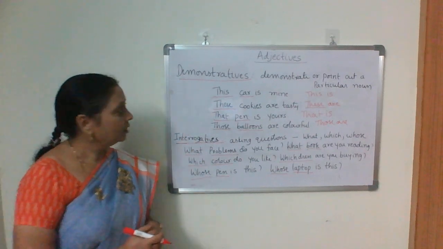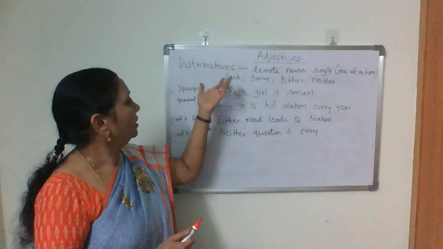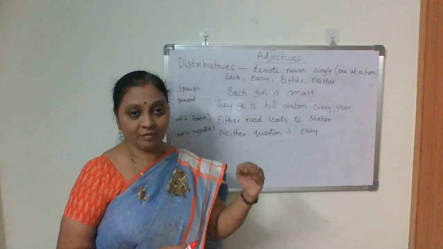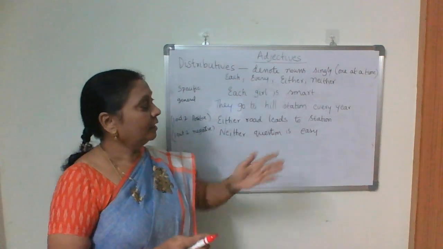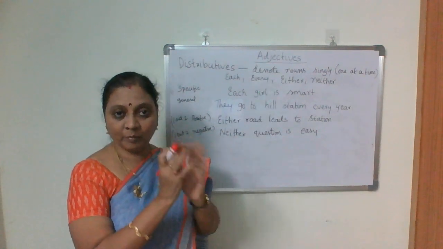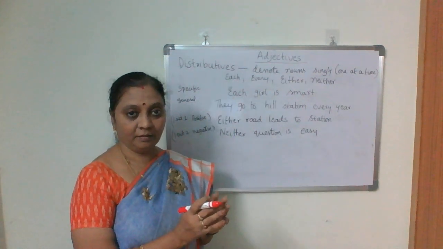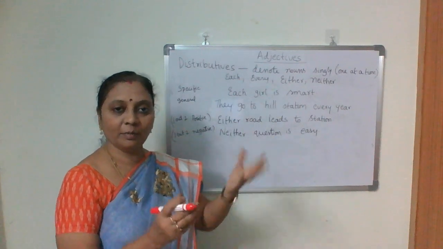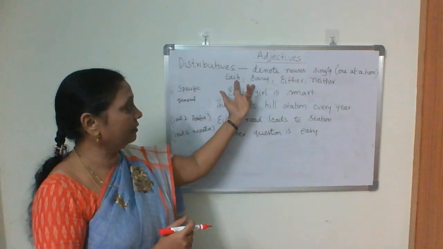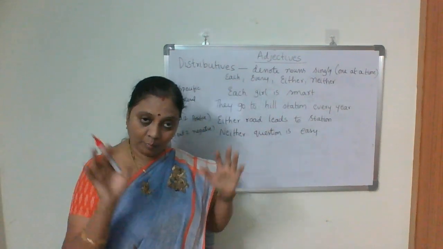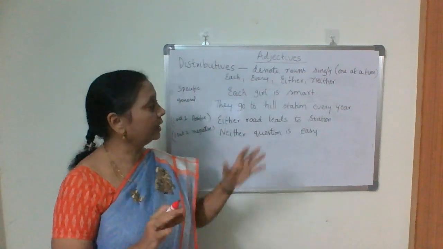Next, we do distributives. Okay. So the next one, distributives, distributive adjectives or distributive determiners also. They denote nouns singly, one at a time, like each, every, either, and neither. Isn't it? All of them talk about one particular single one, one at a time. Like each and every, they talk about one individual in a group.